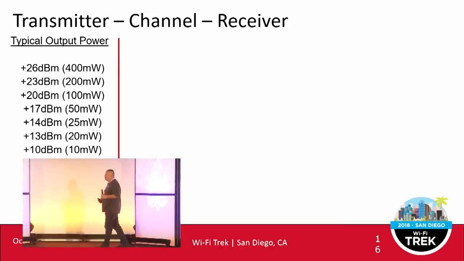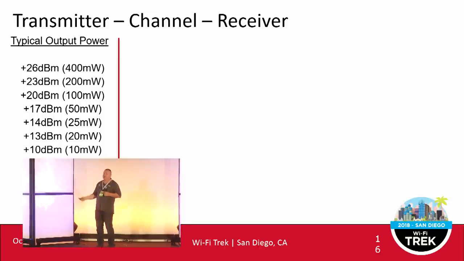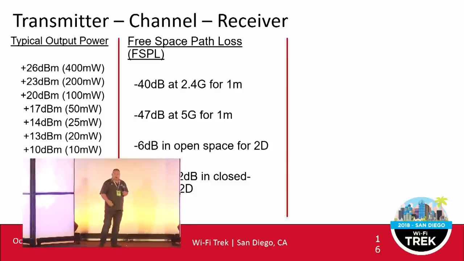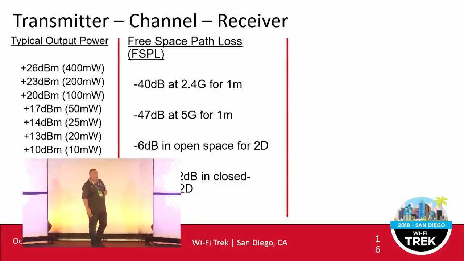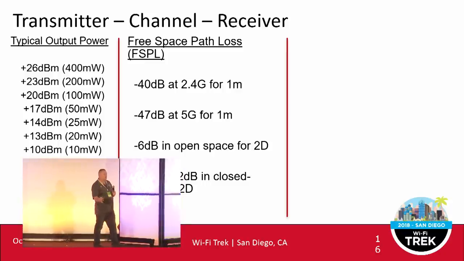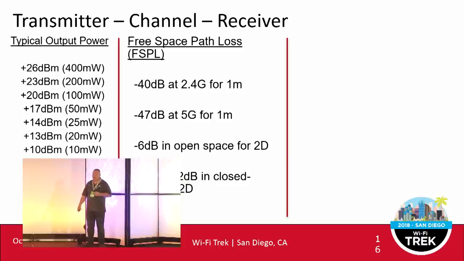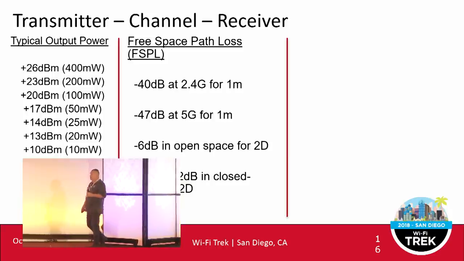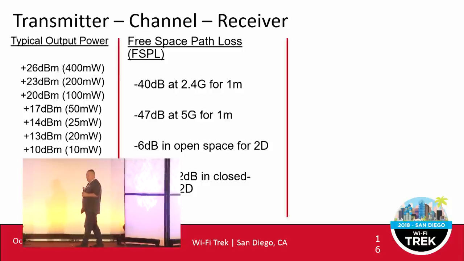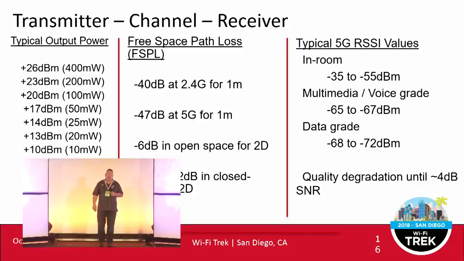That depends on wall loss, environment, wall density, not just loss of walls, how many walls in the environment, and so on. Then we have to account for free space path loss, of course, and that's the math we were just looking at, minus 47 or minus 40, depending on your band, and then another 6 dB and so on after that in open space, or 10 to 12 dB for every distance doubling in closed space, that is, space with loss objects in the environment.